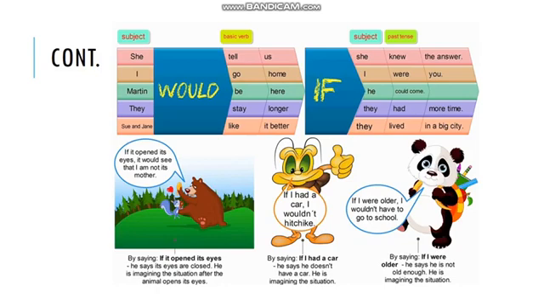So let's look at the picture. If it opened its eyes, it would see that I'm not its mother. By saying this, he means its eyes are closed. He is imagining the situation after the animal opens its eyes.